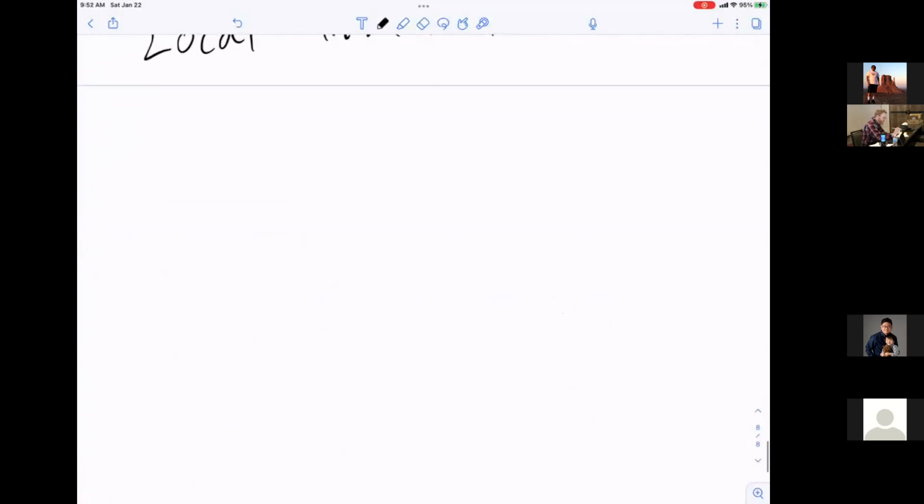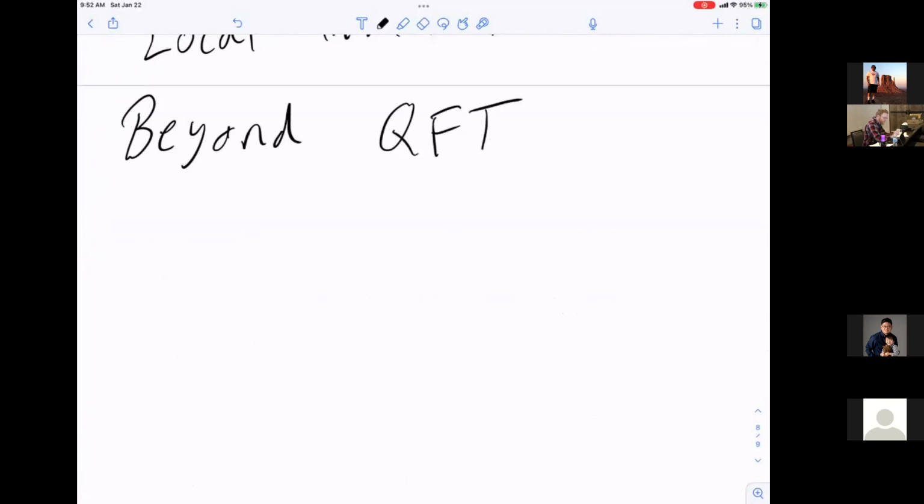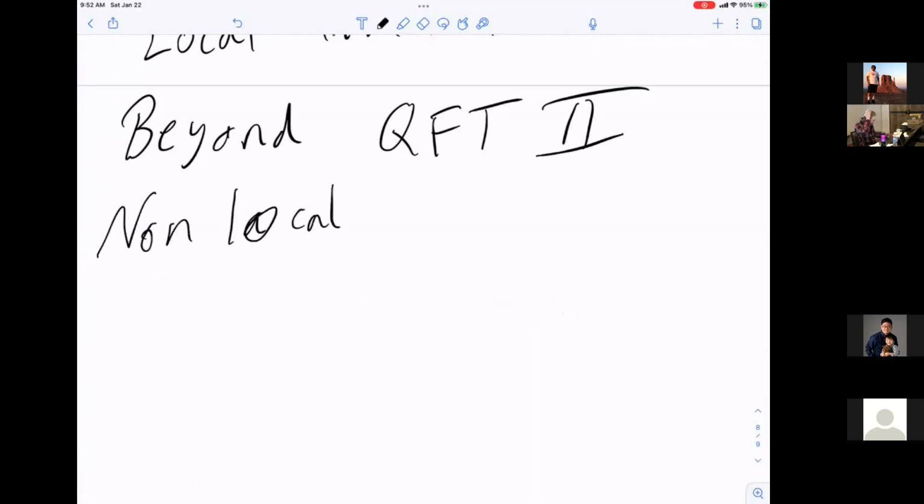So we're going to go beyond QFT too. And we're going to start building non-local invariants. And you'll quickly see that the space of non-local invariants that I can build in QCD is infinite. Now, how do I make something non-local?